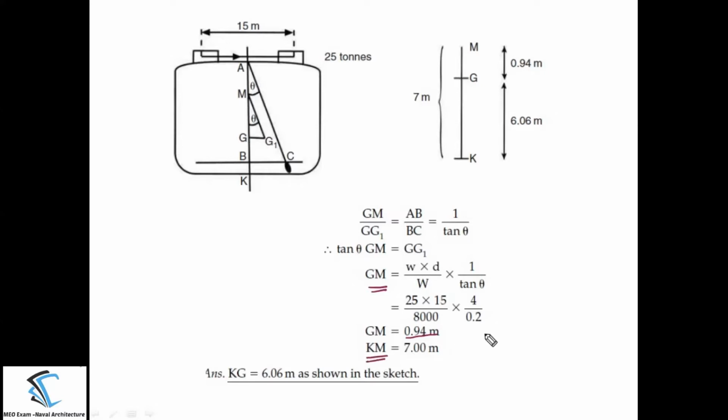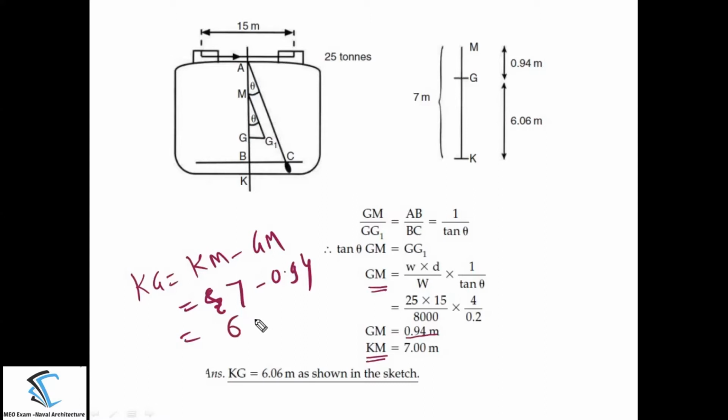KM is 7 meter. You have to find out the KG, that is KM minus GM. It means it is 7 minus 0.94. You will get the value 6.06 meter, which is shown in the figure. Like this you have to calculate the value of lightweight KG. I hope everything is clear.